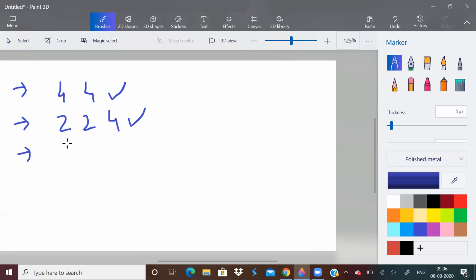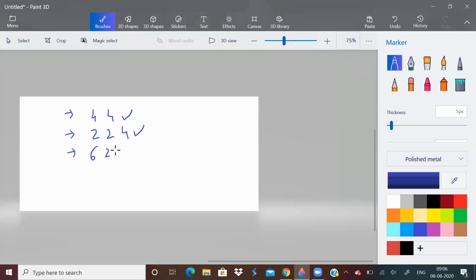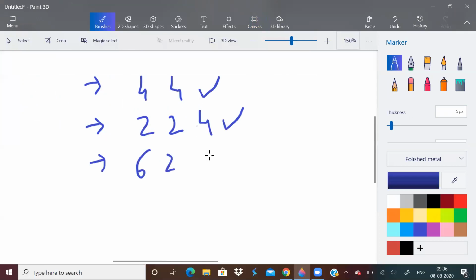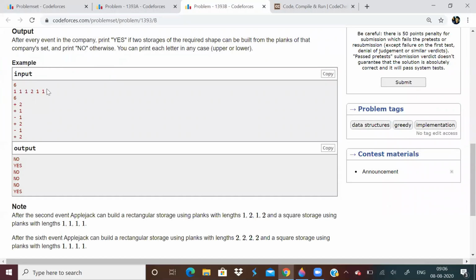One more we discussed was 6 and 2. So with 6 and 2, yes, we can make it. We saw it in this example. If the frequency of an element became 6 and another element's frequency is 2, yes, we can do it.